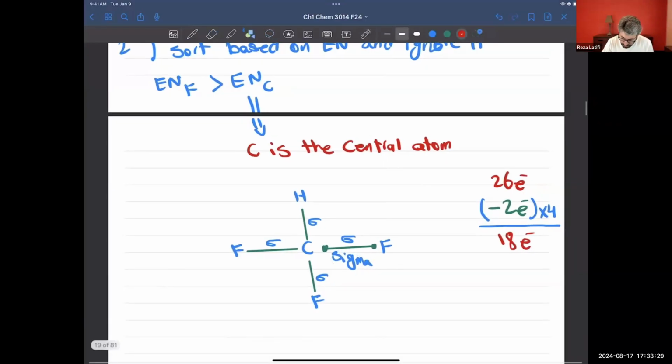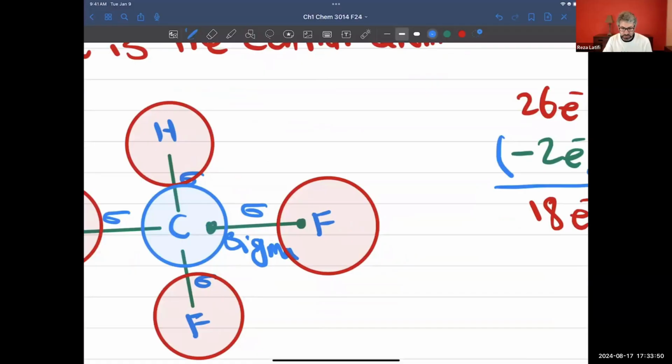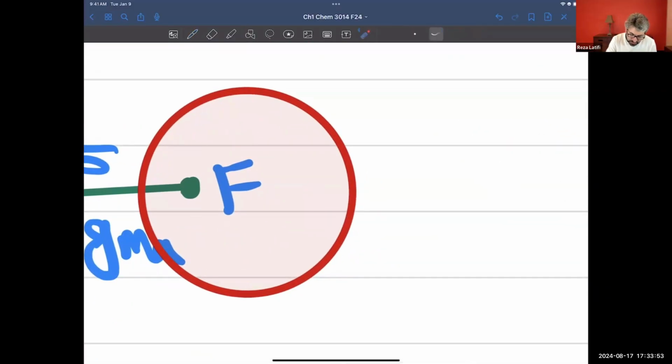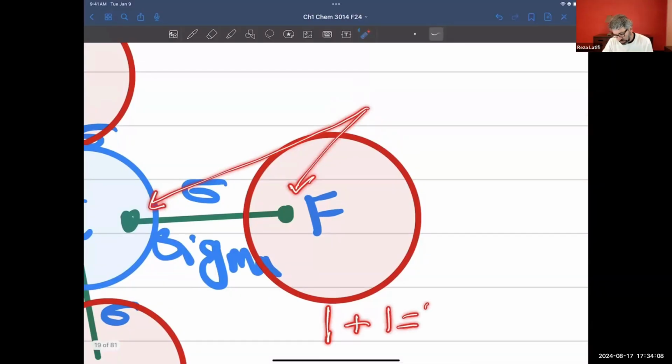Including the central atom. Next, start with the outer atoms, the one with the highest electronegativity. Right now, if I zoom in on any fluorine, inside the circle I see 1 electron, and we made 1 sigma bond. So 1 electron is here. This fluorine is going to fill this electron and also that one, so 1 plus 1, fluorine is filling 2 electrons.